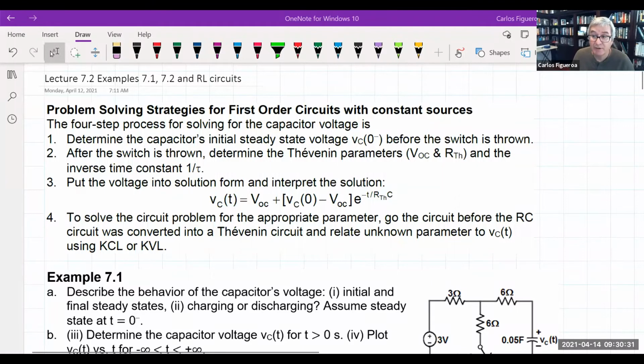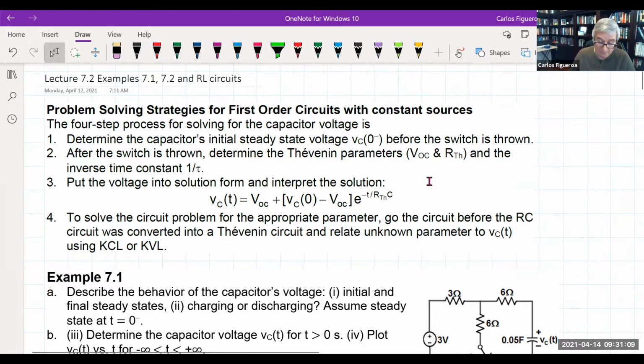The first thing we want to do is review the problem solving strategies. What we have here is a four-step process. We need to determine the initial steady state. Now that we're with the inductor, we'll talk about IL of 0 minus. After the switch is thrown, I don't need the Thevenin, I need the Norton parameters. I short circuit, R Norton or Thevenin, and I need 1 over tau. Then I need to put it into the solution form, and then I go solve the circuit problem. Okay, that's the idea right there. So what we want to do is focus on that.